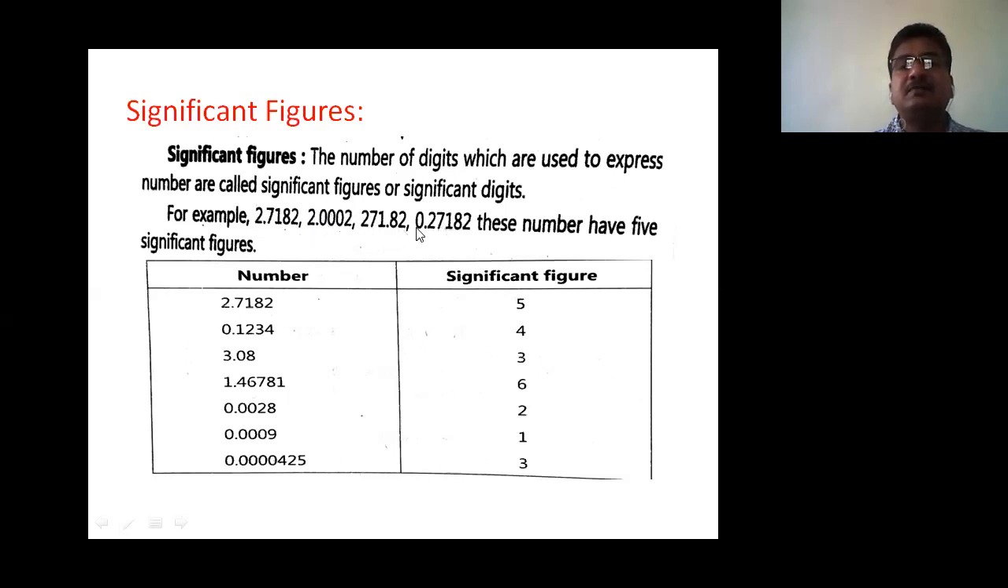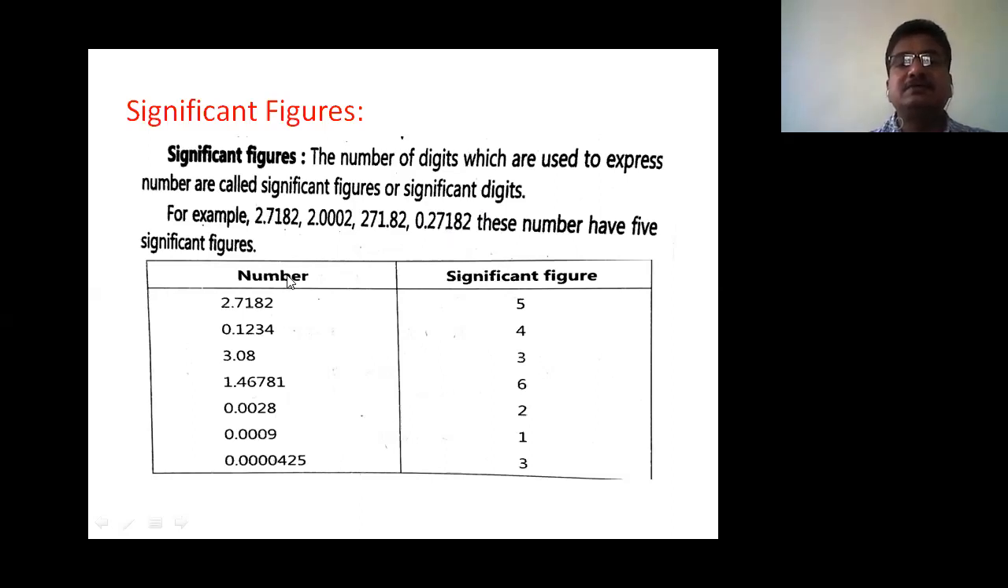Also, all these numbers. So this 0 is not counted in this expression because we can write this number as 0.2718. That's why the 0 is not counted. So the number of digits used to express this number are what? Are 5. So all these numbers are having significant figures or significant digits equal to 5.